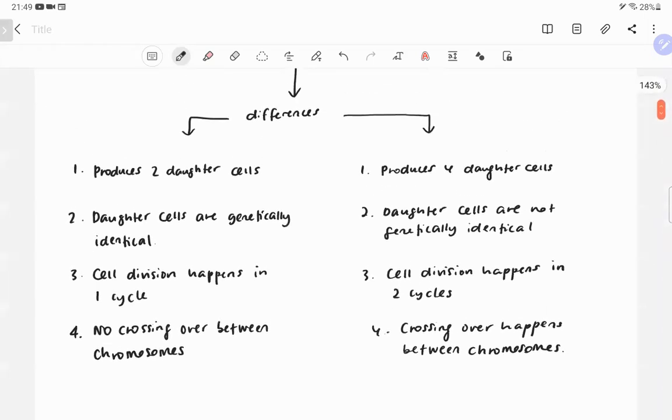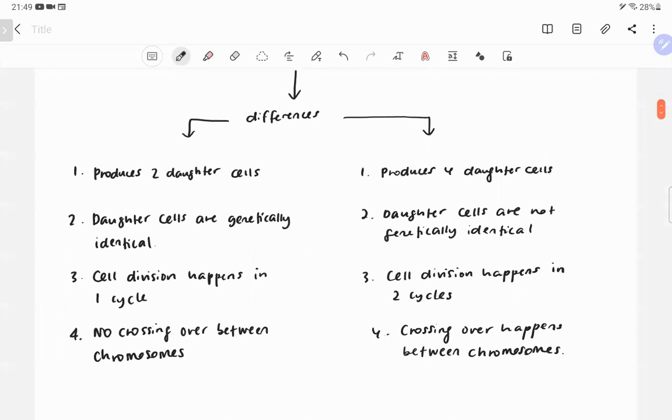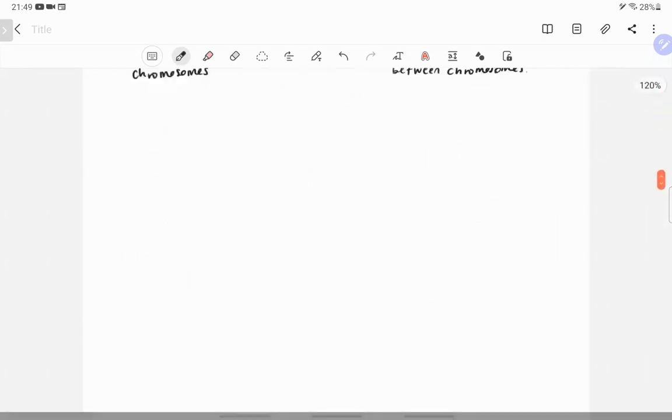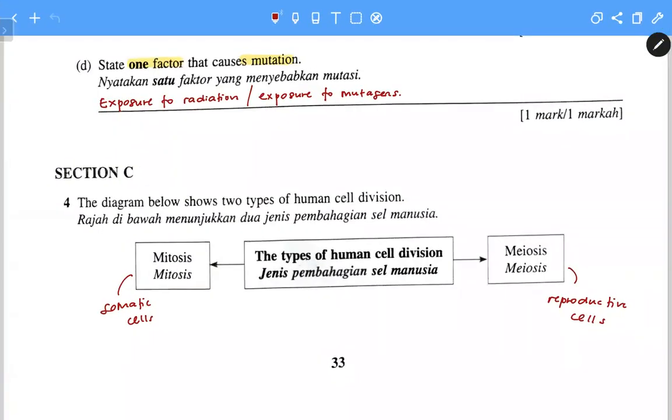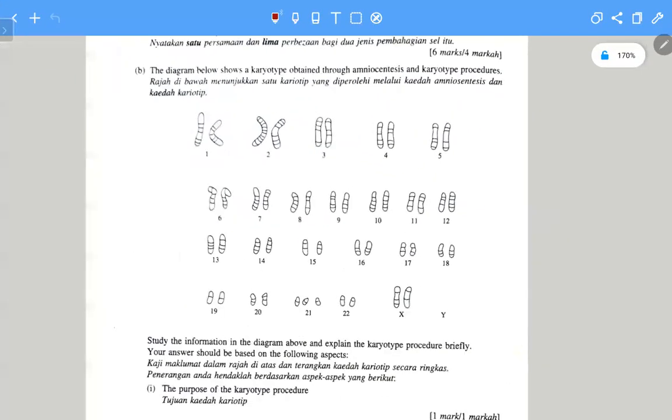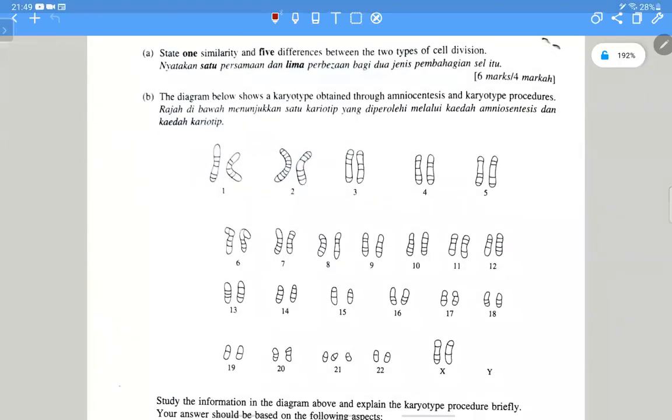So these are the differences between mitosis and meiosis. On the left side, it's mitosis. On the right side, it's meiosis. So they ask you for, wait, how many was there? 5. So recall back, let me see for a while. Oh, they want 5 differences. Sorry, they want 5 differences between that.